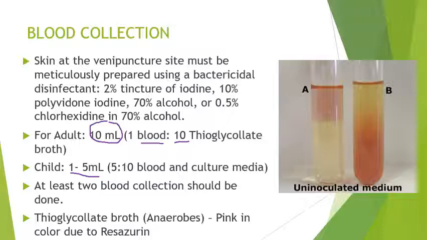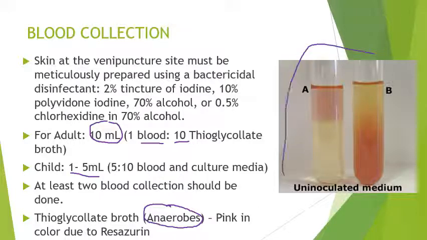Note that at least 2 blood collections should be done, in different sites. This is to actually recover the bacteria. Commonly, we use thioglycolate broth because it can be used for both anaerobes and aerobes. So, this is used for atmospheric growth.